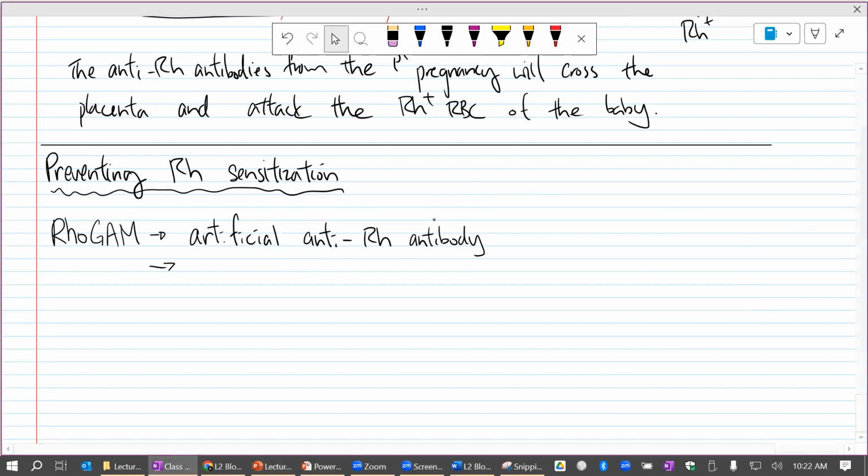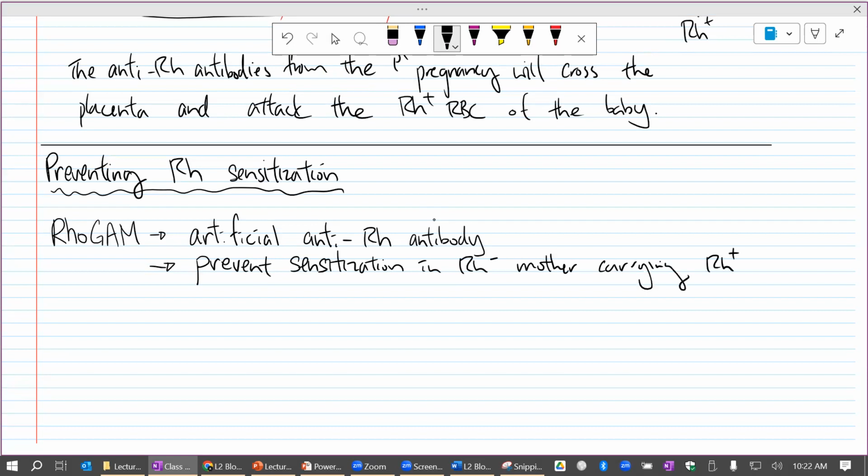Okay, the purpose of RhoGAM is to prevent sensitization in an Rh negative mother carrying an Rh positive baby. If you are negative and your husband is negative, your baby is guaranteed to be negative. This is not something you have to worry about. You can only get sensitized if you are carrying the positive baby, right?